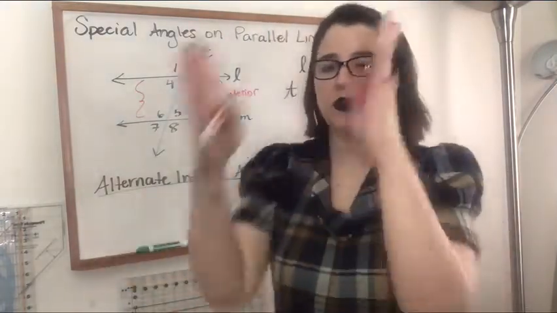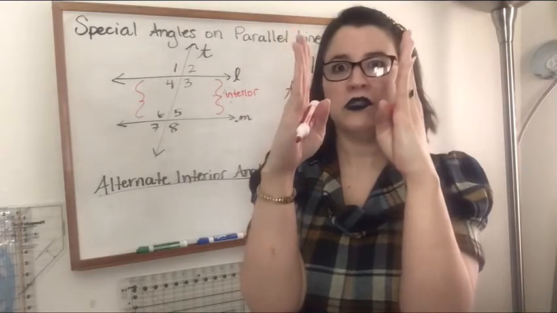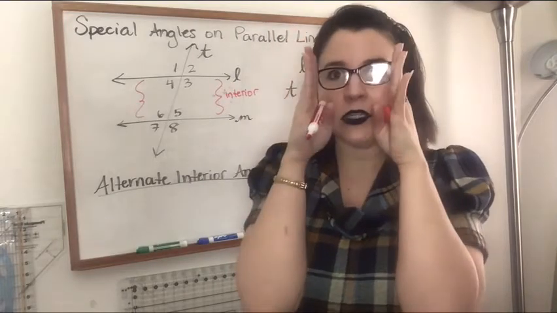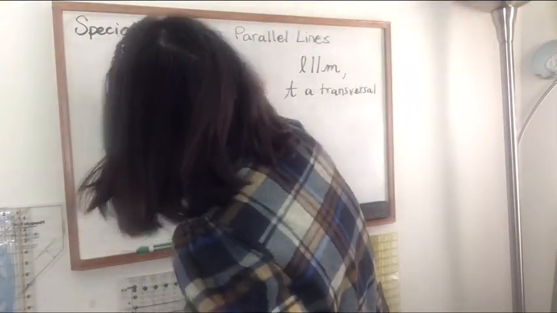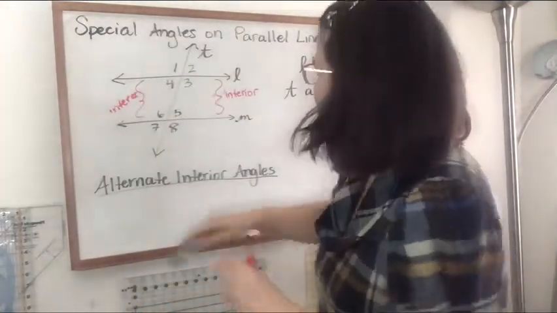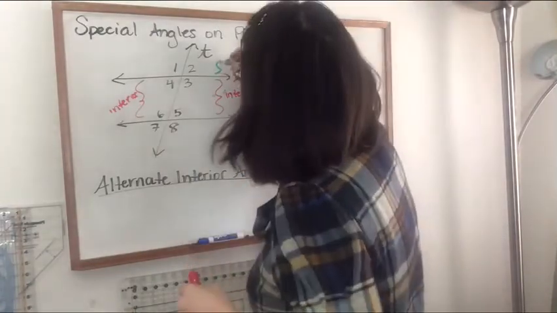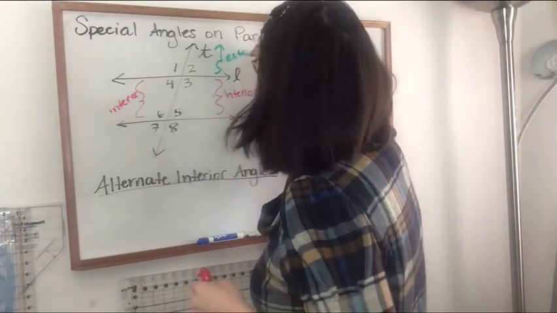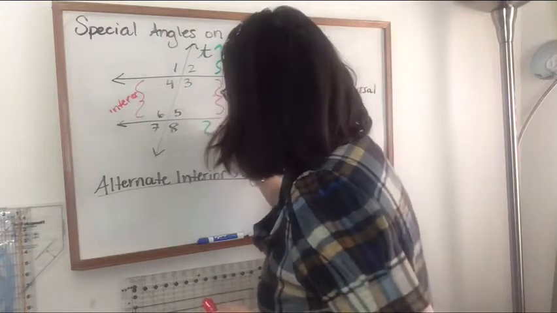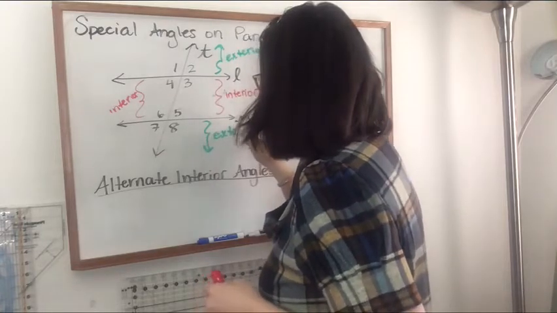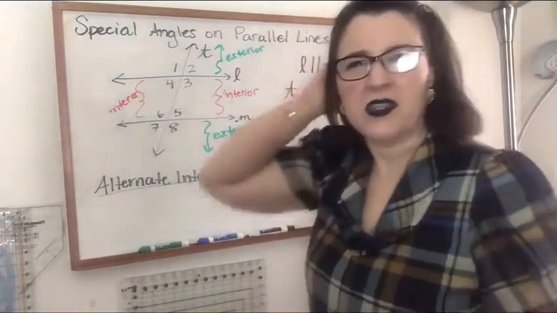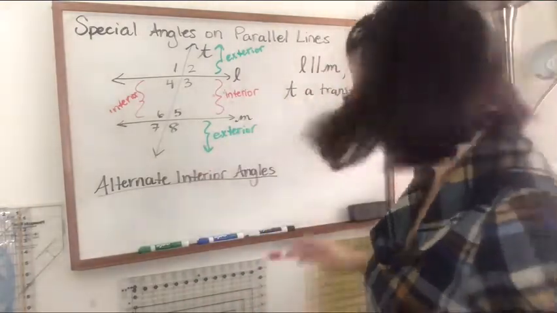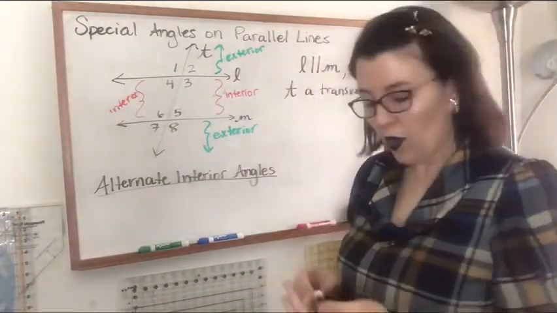Now, if I took the lines and put them vertical instead of horizontal, the alternate interior angles would be here where my face is. All right? So this is still interior. Okay? That means anything above this line is considered exterior, and anything below this line is considered exterior. It's nice to do this on a smartboard because then you can highlight, but that's okay, right? We do what we can with what we have.